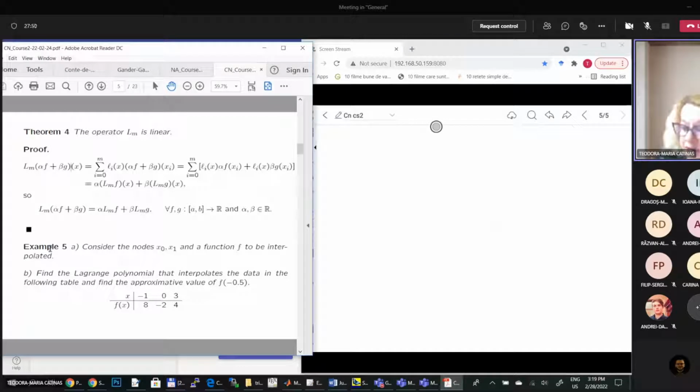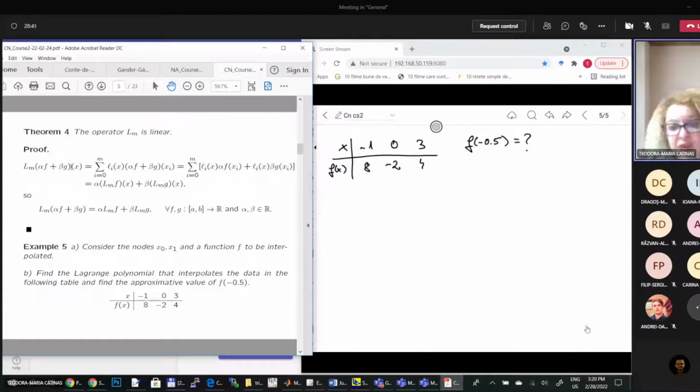We consider the following example, x: minus 1, 0, and 3, f of x: 8, minus 2, and 4. And we have to approximate the function. We don't know the expression of the function. We have to approximate the function at the point minus 0.5. So having these three pieces of information, we have to find the polynomial that approximates the function f and to find the approximation at the point minus 0.5.